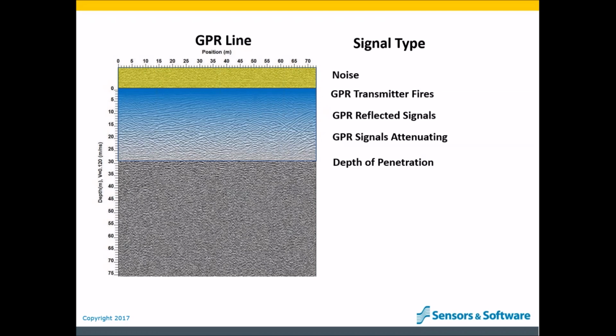Finally, the GPR signals reach a point where they are so weak they have the same amplitude as the RF noise, and we cannot differentiate them from the noise anymore. This point is the maximum depth of penetration.